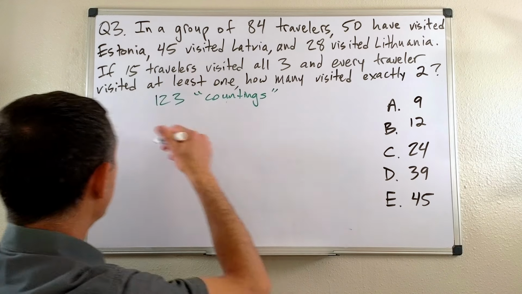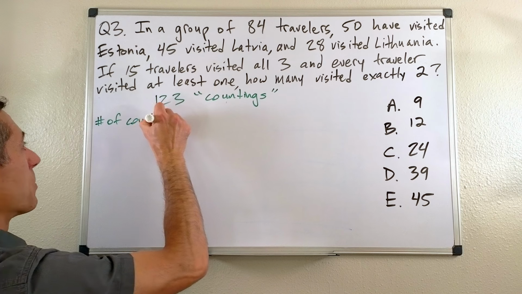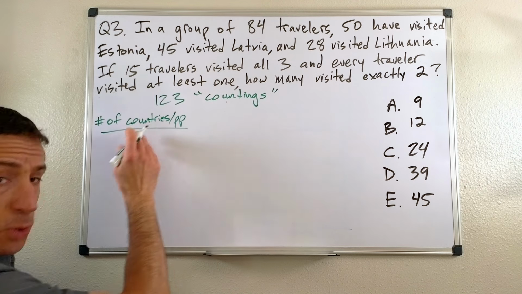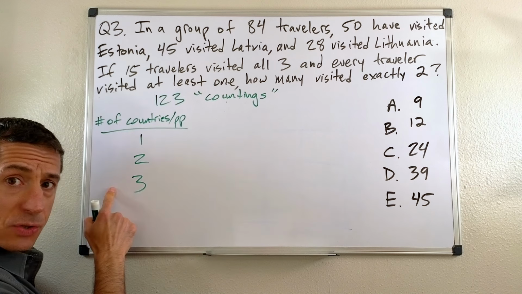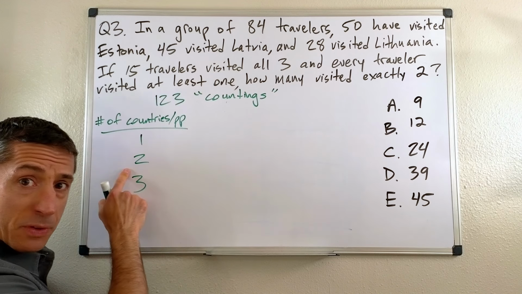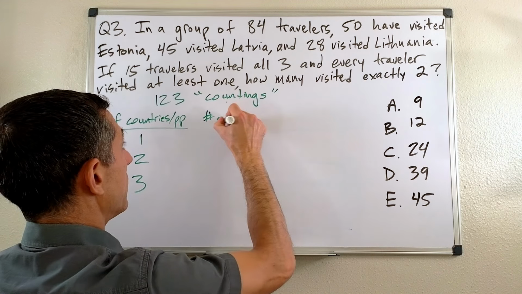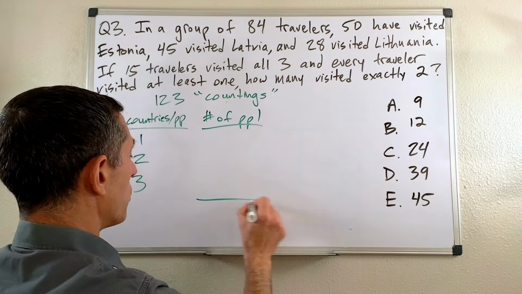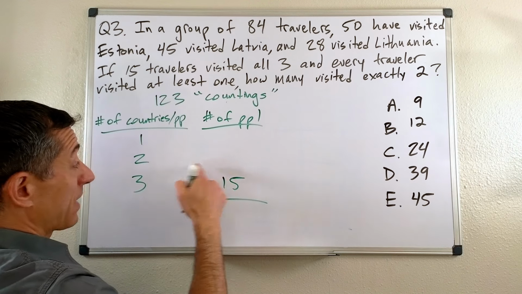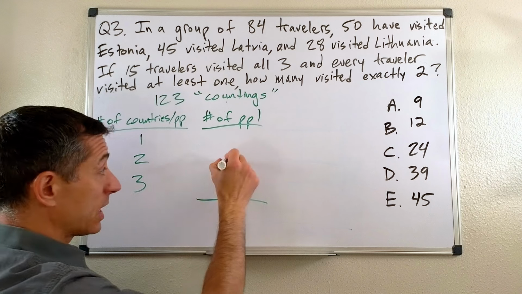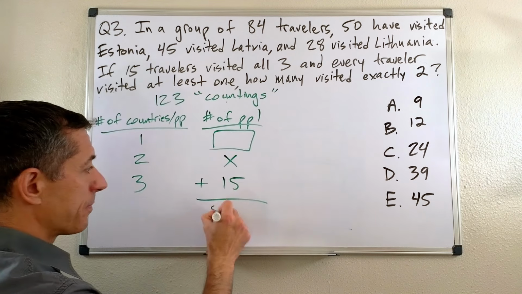3 columns. First column, number of countries per person, or countings per person if we're in a different context. Everybody in this setup visited at least 1 country. So we've got people who visited 1 country, people who visited 2 countries, people who visited 3. Pretty straightforward. Next column, we've got the number of people in each group. So we know that 15 people visited exactly 3 countries. We're trying to figure out how many people visited exactly 2 countries. I'm going to call that X for now. I'm going to leave this blank for a second. We'll circle back to it in a moment.